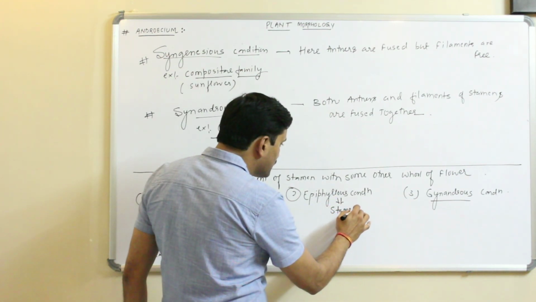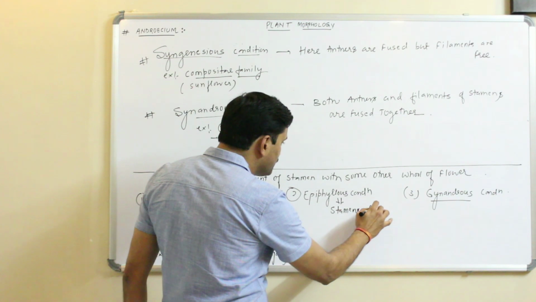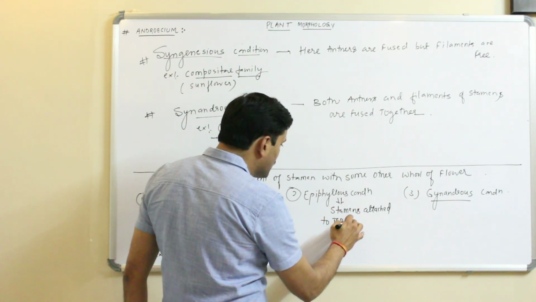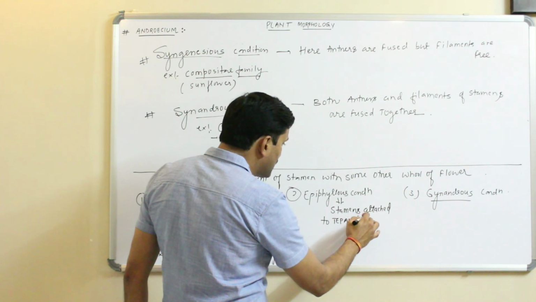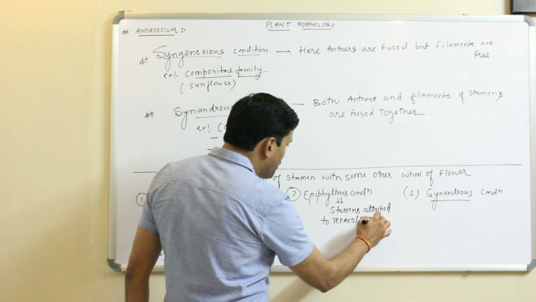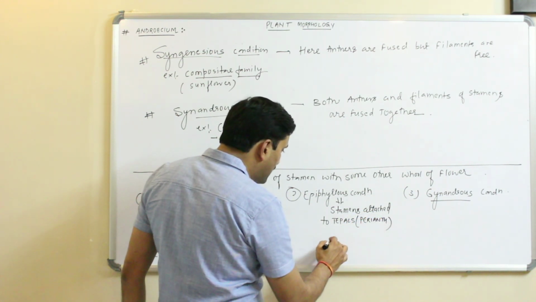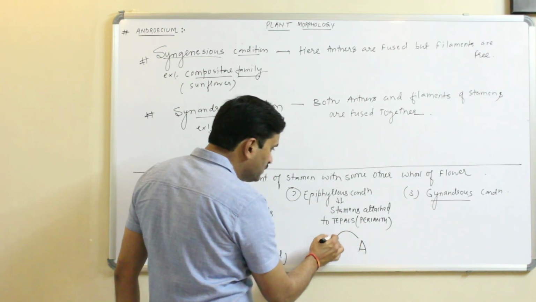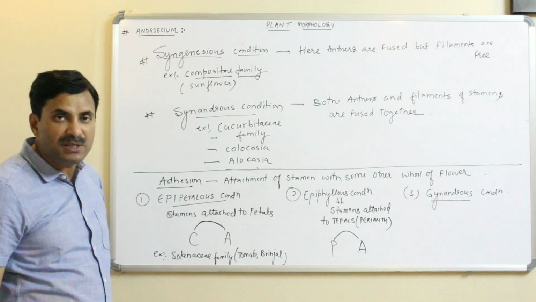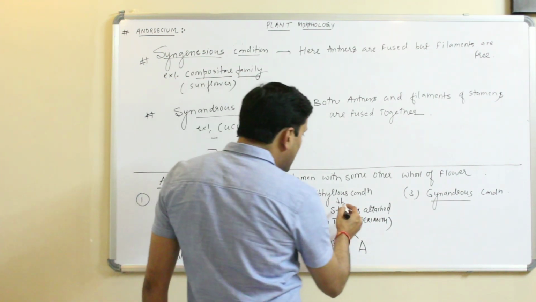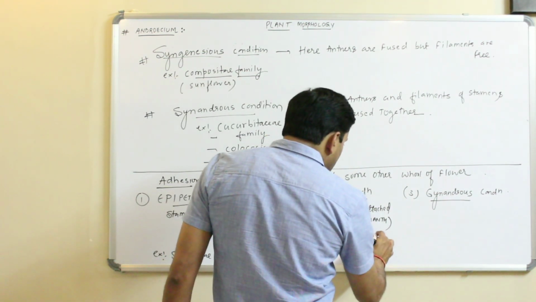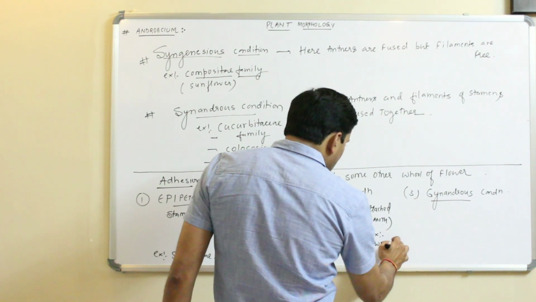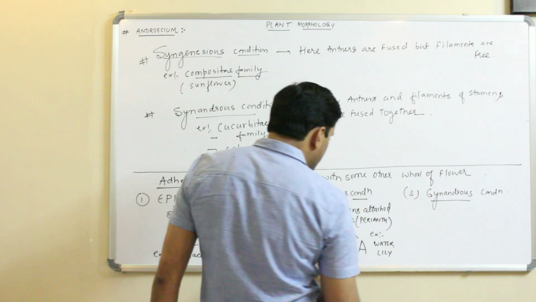Stamens attached to tepals. Tepals are the units of perianth, and perianth can be denoted by P. So A. So stamens are attached to the tepals or the perianth. So this is epiphyllous condition. Epiphyllous condition is found in the water lily. The best example is water lily or Liliaceae family.